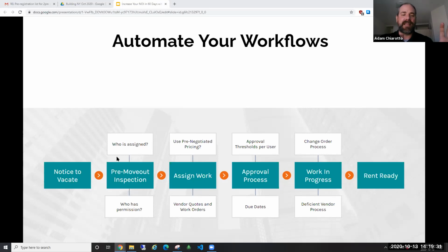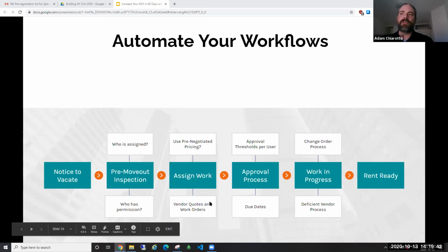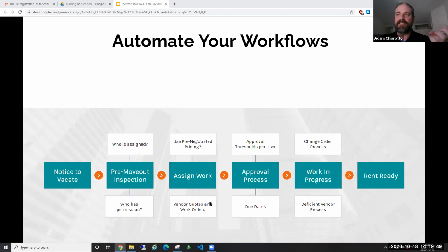And this is an all automated scenario: automatic assignment of tasks, and automatically creating new tasks when tasks are completed. So as soon as the pre-move out inspection is completed, a new task gets created. Now we need to assign the work, whether it's to our internal maintenance teams or external vendors. Maybe we need to order some materials. Somebody has to be responsible for that, and we need to make sure that it's done.